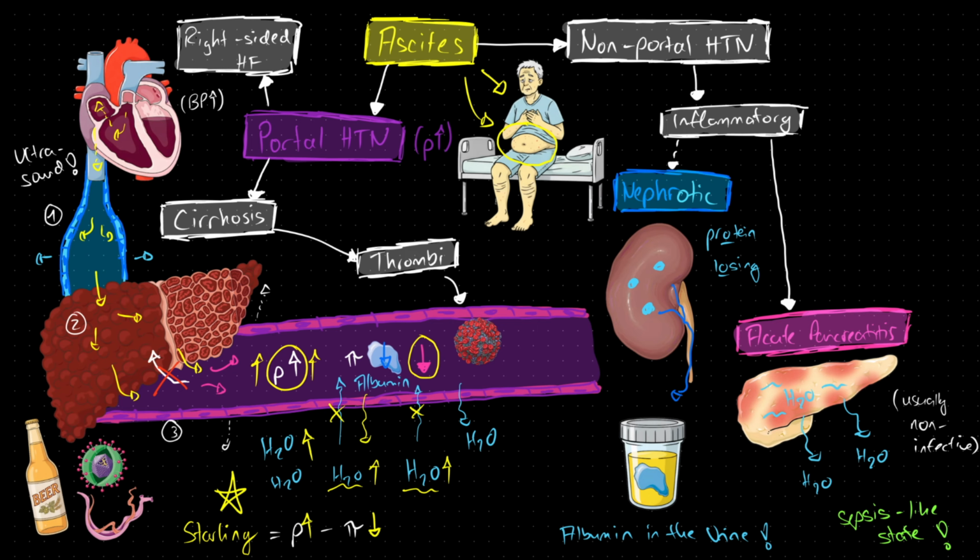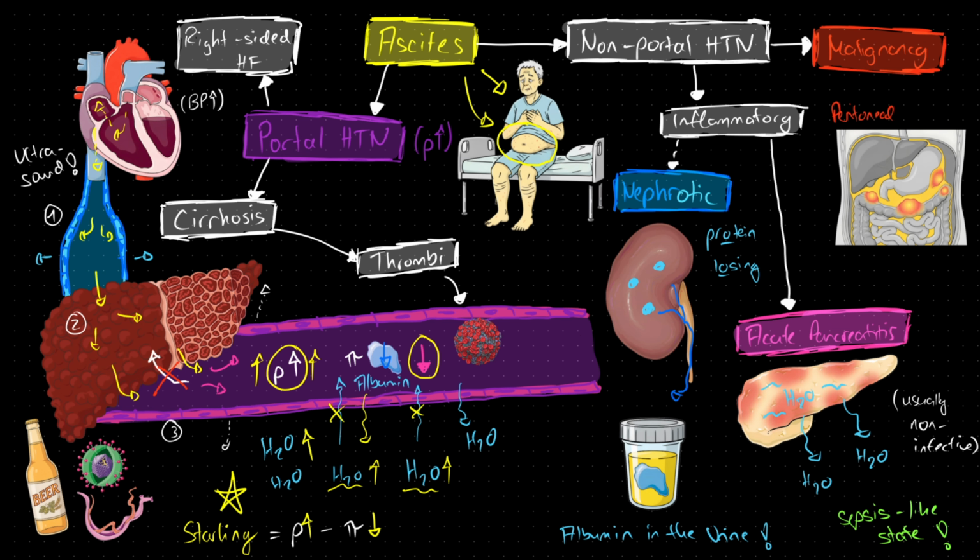And last but not least, you should definitely know about malignancy, especially peritoneal carcinomatosis. This type of ascites develops when the peritoneum, the thin membrane covering most of the abdominal organs, is infiltrated by cancer cells. Sometimes it starts from the peritoneum itself, but sometimes from metastases that spread to it. The result is malignant ascites, and red flag symptoms you should definitely remember include abdominal pain or unexplained weight loss.